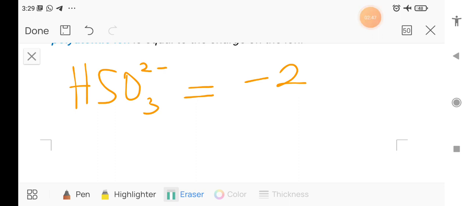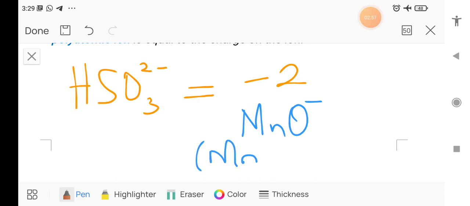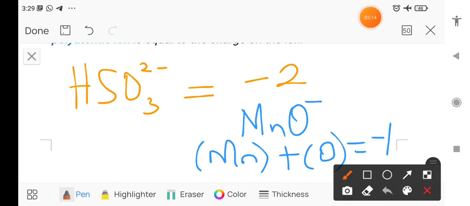So let's say we have another ion. The algebraic sum of the oxidation numbers of the atoms in here will be -1, because the charge on this ion is -1. It's just one minus, it's carrying one negative electron.